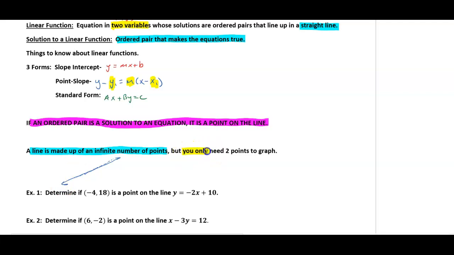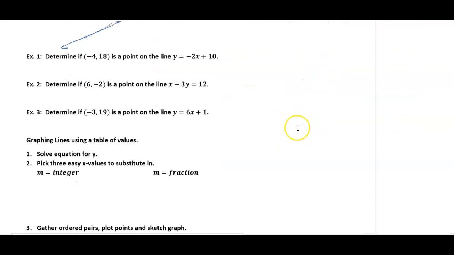However, to graph, you only need 2 points. If I plot 1 point here, I can draw many lines through it, or an infinite number of lines. But as soon as I put a second point on there, there's only one line that can go through any 2 points. Okay? So, looking at this, determine if the ordered pairs are points on the line.